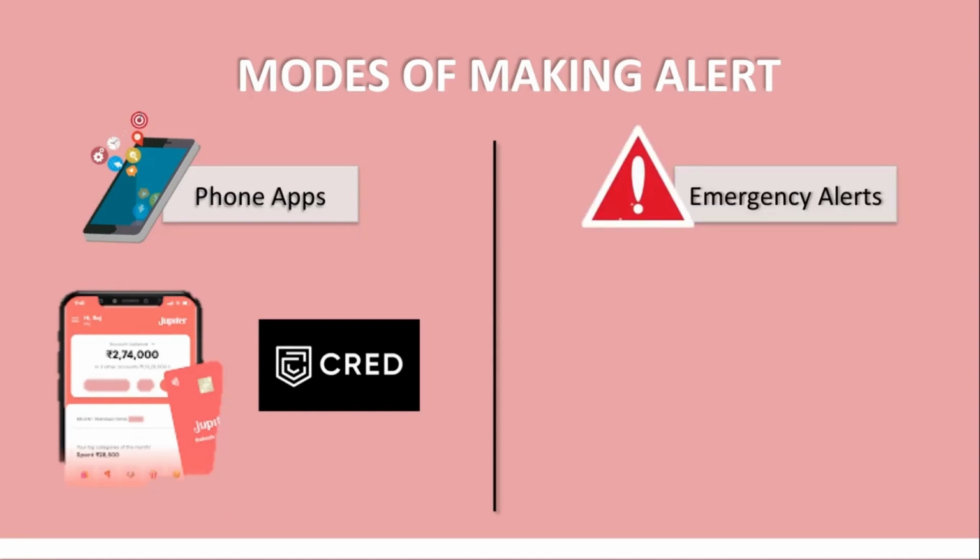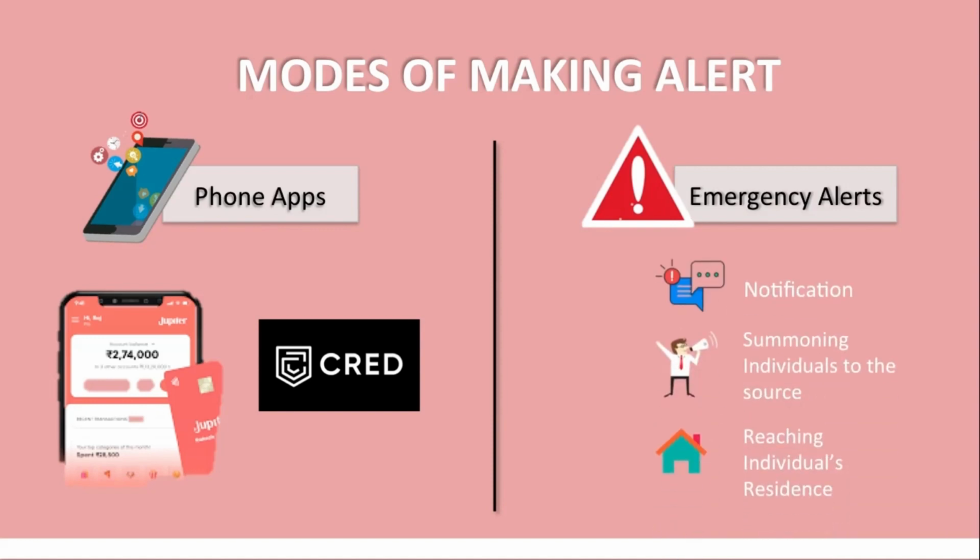Secondly, emergency alerts. These alerts are sent against the deadline. It can be on a daily basis till the deadline is met, or sometimes also post the deadline if the need is not met. It can be in terms of notifications or summoning individuals to the source or sending employees to the individual's residence for high-end alert. For example, when loan installments are not paid on time in spite of repetitive warnings, the bank summons the individuals. But if they still fail, then in order to pass on the alert, employees from the bank go to the individual's residence for the needful.